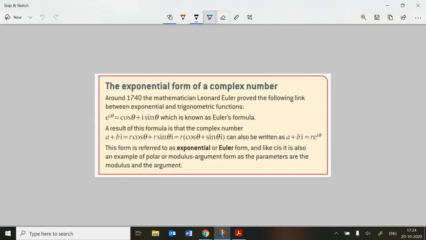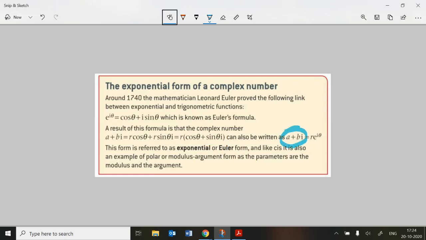So this is what we're talking about here. We're saying, look, we've got r cis theta, that's our polar form, where r is the modulus, or the absolute value of the vector. In other words, the length of the complex number, and theta is the argument of the complex number. Okay, so that's what we're used to from the previous exercise.